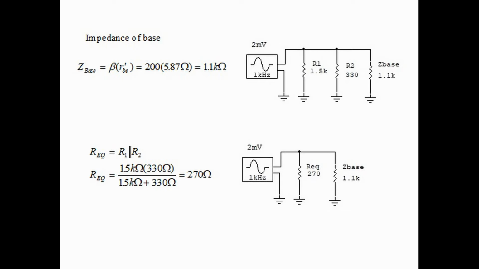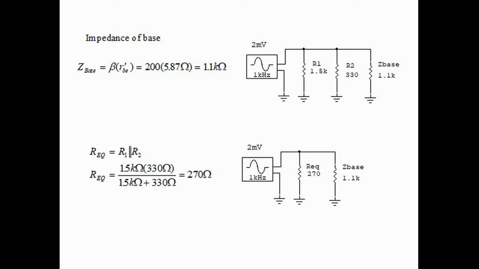And this is called the impedance of the base, Z base, although some books, and even this book in some chapters, call it resistance of the base. But we will call it Z base. The signal also sees the equivalent resistance, which is R1 in parallel with R2. In this case, if we do that calculation, we find that it's 270 ohms.